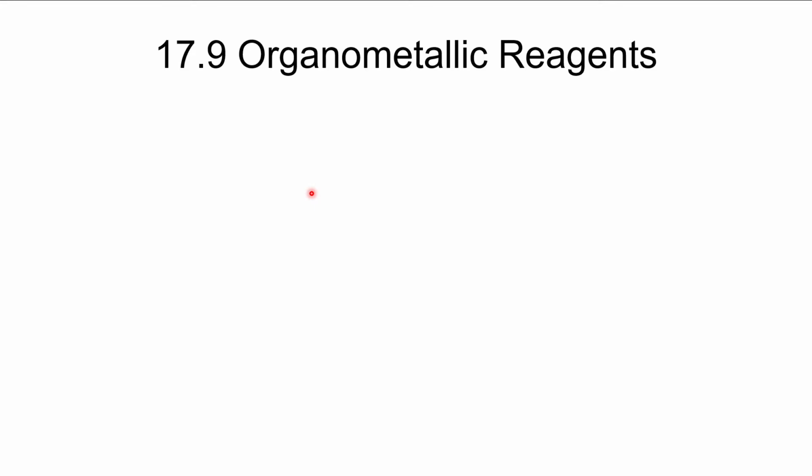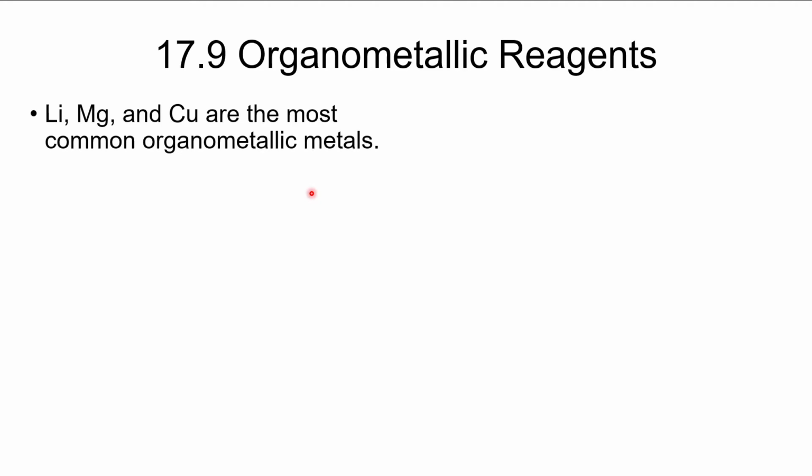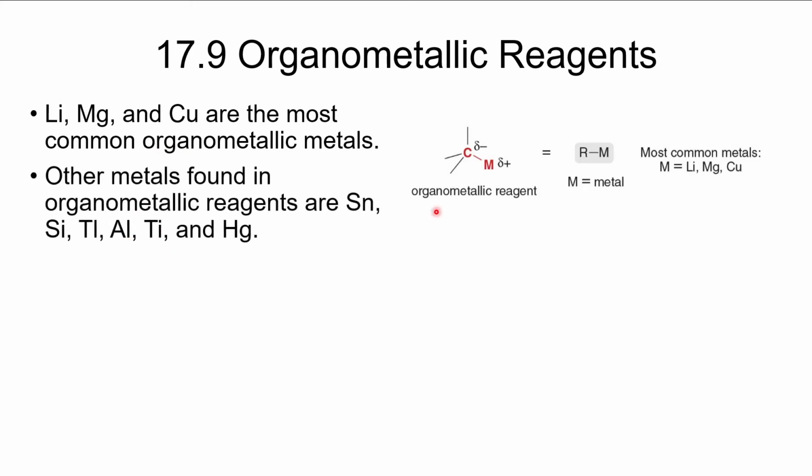All right, well, now we want to look at organometallic reagents, and these are compounds where we have a direct covalent bond between carbon and a metal. And the metals that are most commonly used are going to be lithium, magnesium, and copper. However, there are some other options. We're going to focus on these in this chapter, but there are some other options, including some nonmetals that we'll talk about at a later point. But here, we've got a covalent bond.